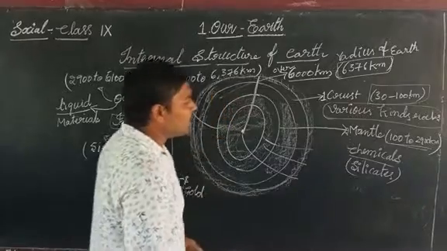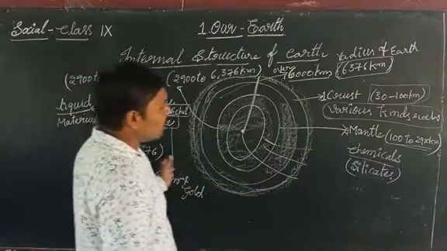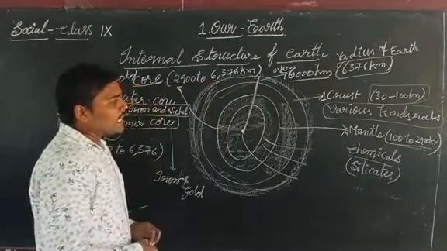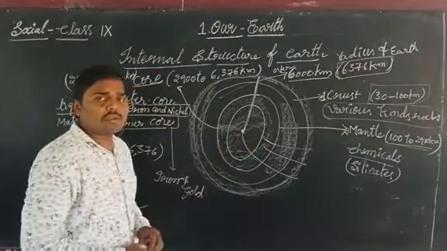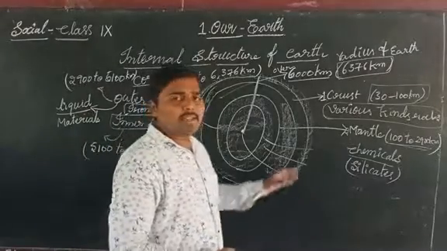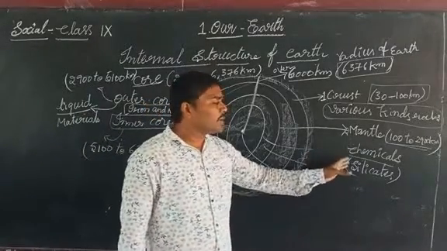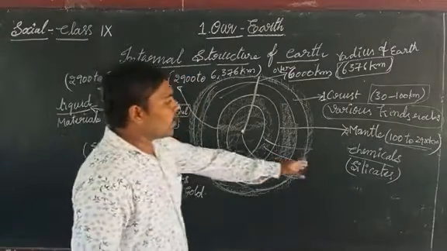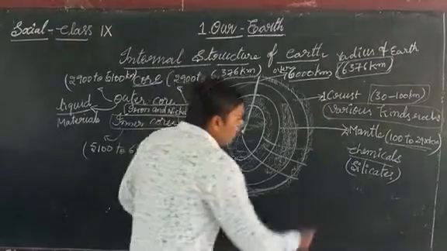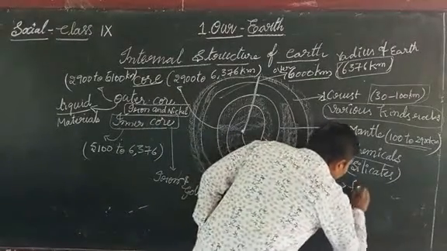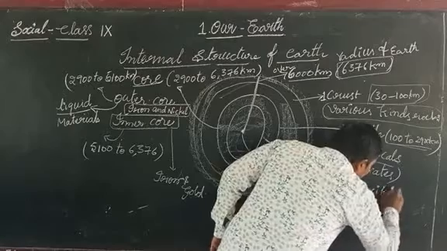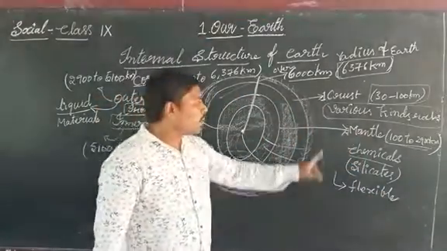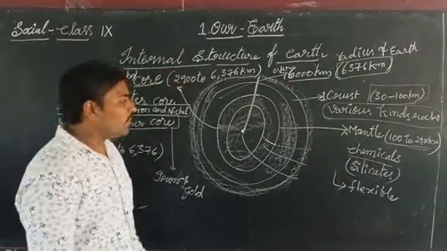Now coming to the second part, the mantle. The mantle extends from 100 kilometers to 2,900 kilometers. It is completely composed of chemicals called silicates, and it is very flexible. That's why the crust floats on the mantle.